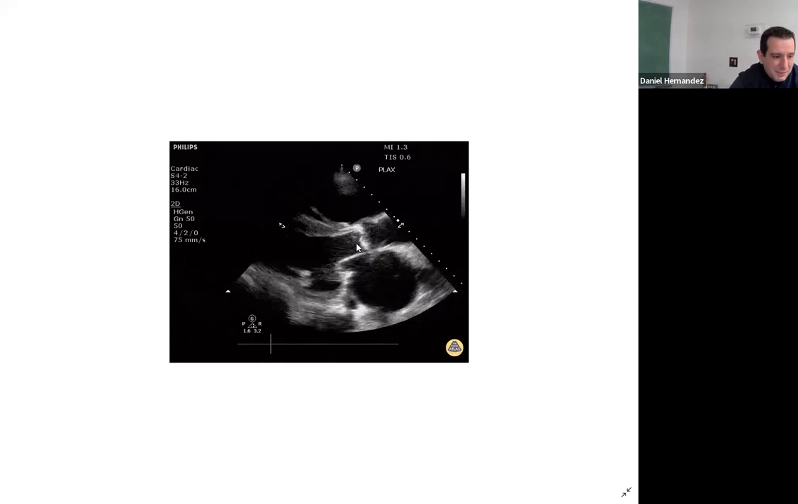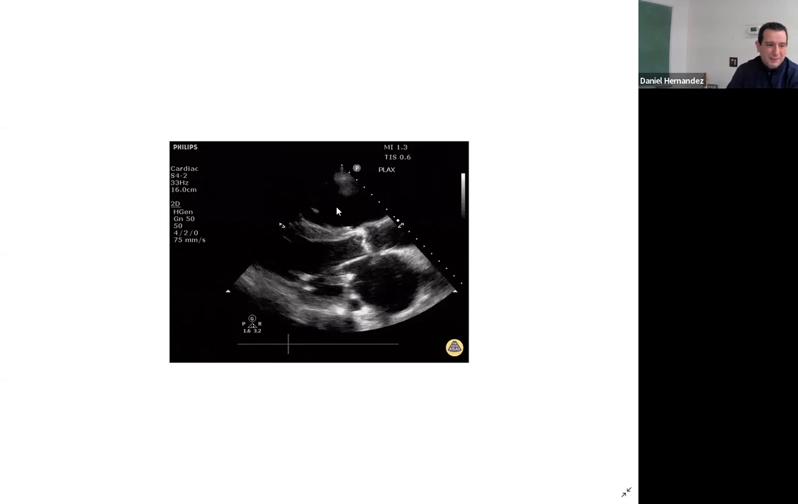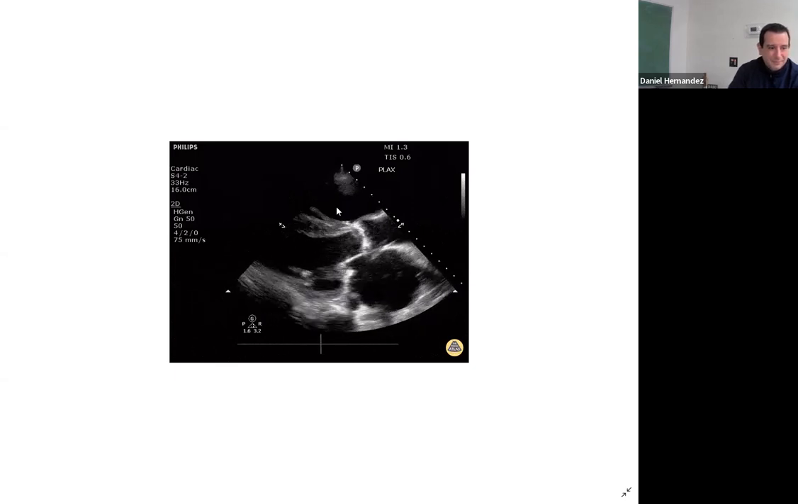The base of that septum really isn't doing much. Maybe it's just bouncing because this RV is so big. This guy's got a real bad EF. No, you're doing good. I mean, you're seeing these things.